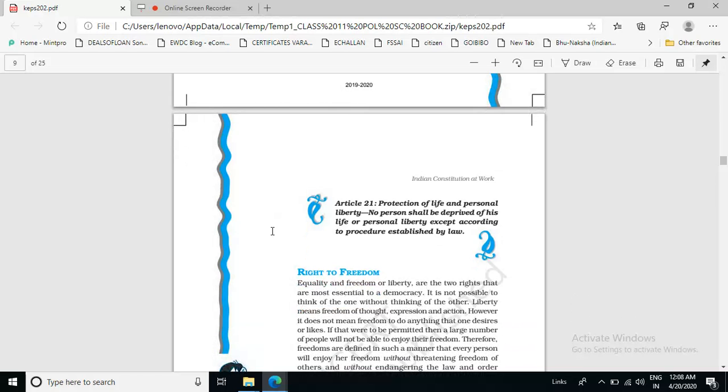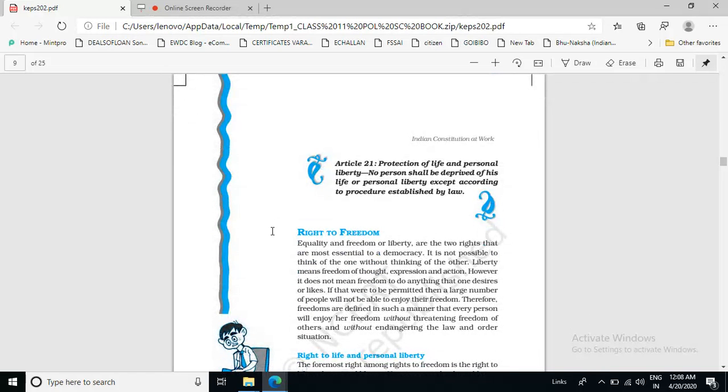Now we come to another right, and that is the right to freedom. Article 21 says that protection of life and personal liberty: No person shall be deprived of his life or personal liberty except according to procedure established by law. It means कि every person has a right to life and personal liberty, and no one can take anyone's life or personal liberty without the procedure that is established by law. Only the procedure established by law can deprive a person of his life or his personal liberty.